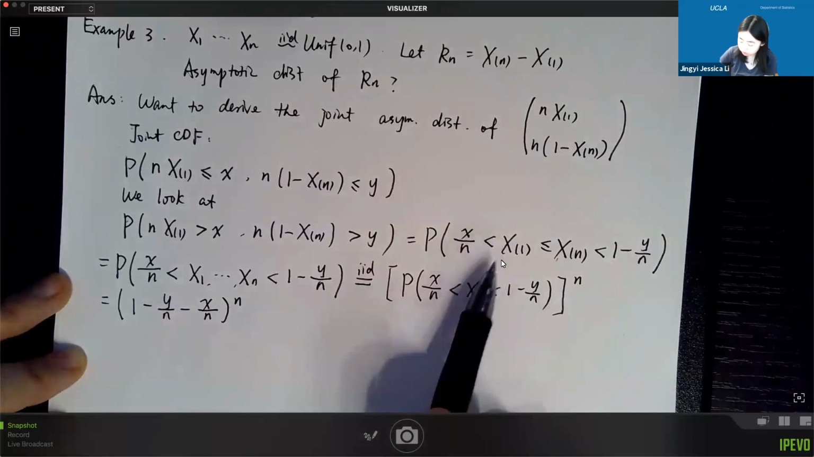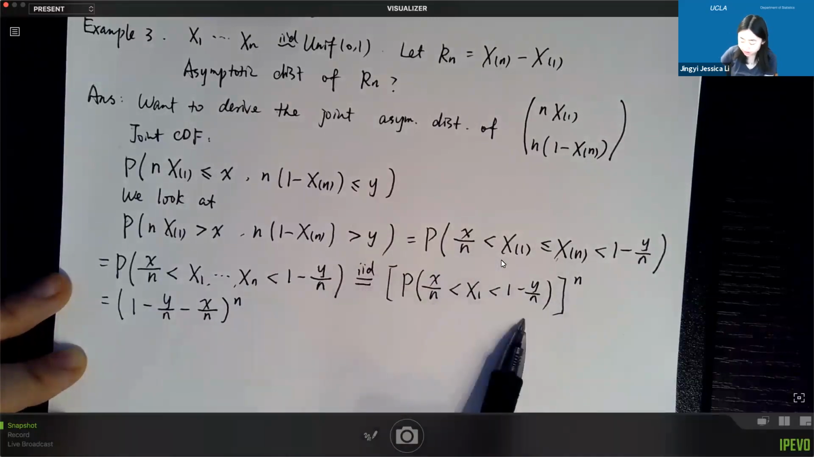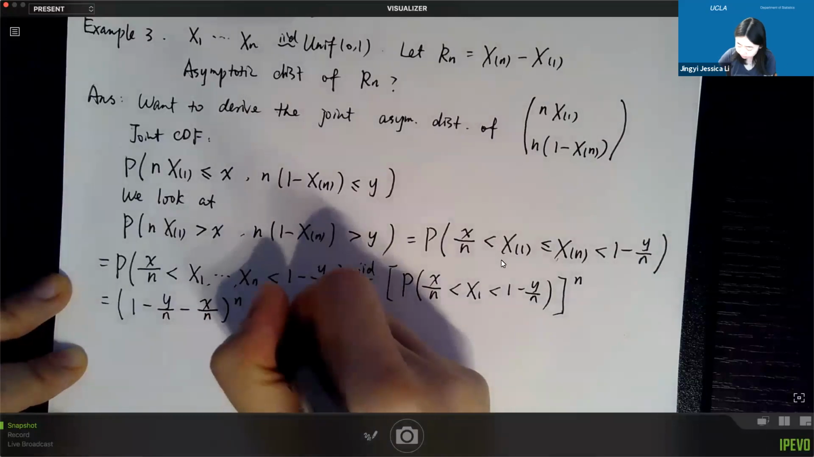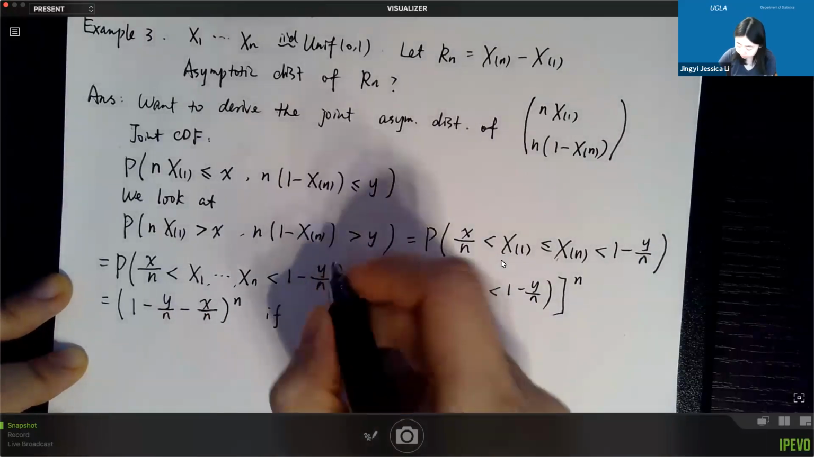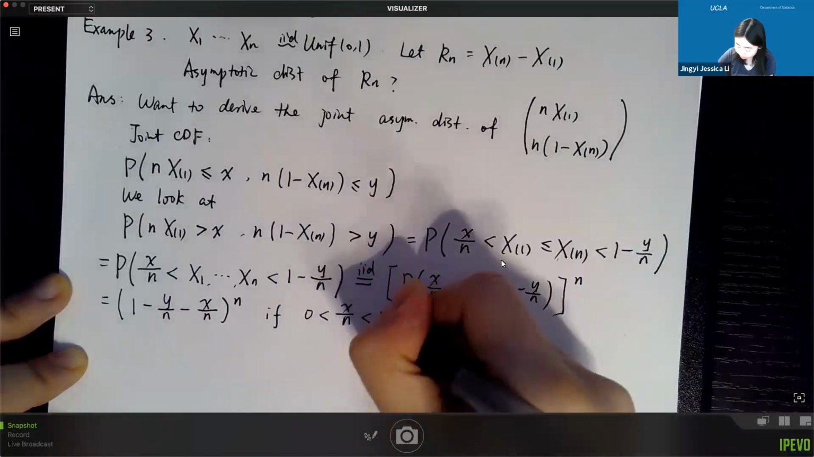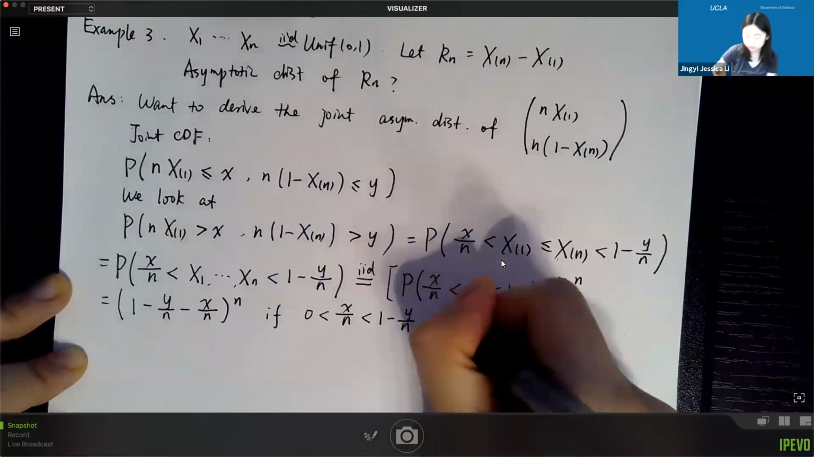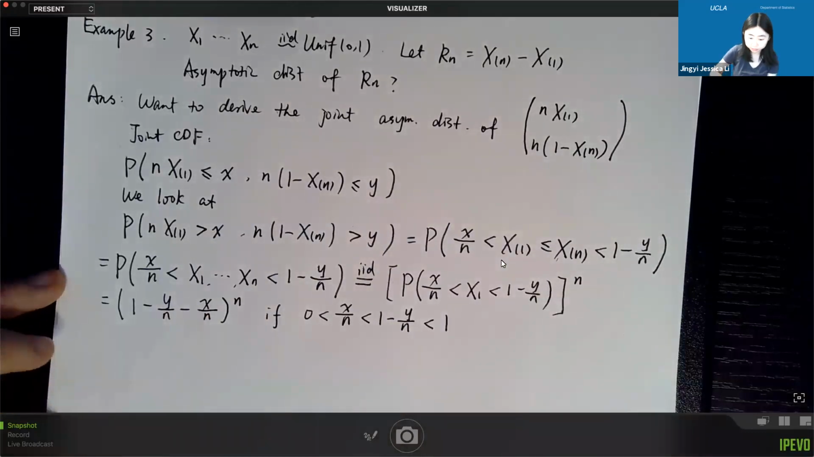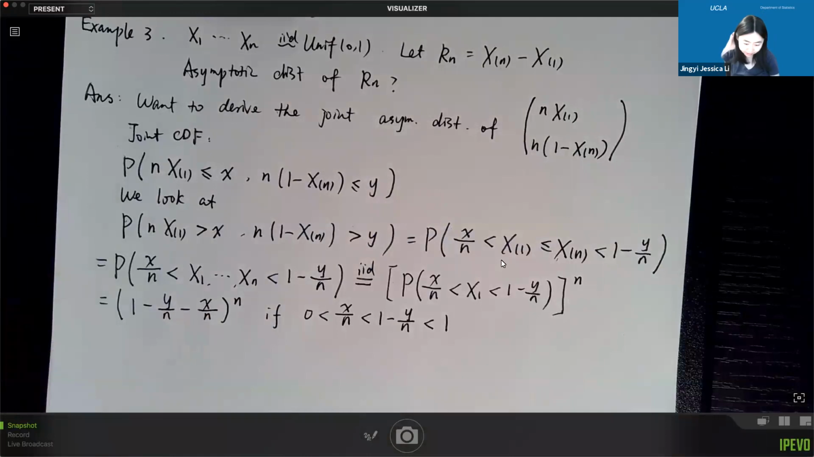In order for this to hold, we actually need to have x over n being positive and less than 1 minus y over n, and this is less than 1. We need to have that. And again, asymptotics make things a lot easier. Like I said, x and y are predefined. Given x and y, we just want to know whether this will hold if n is large enough.